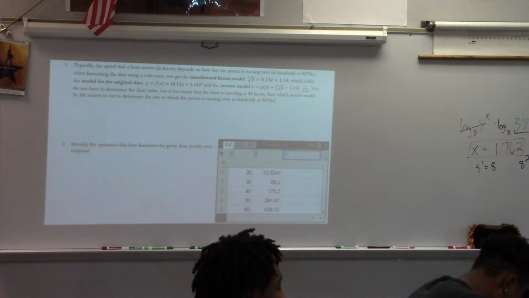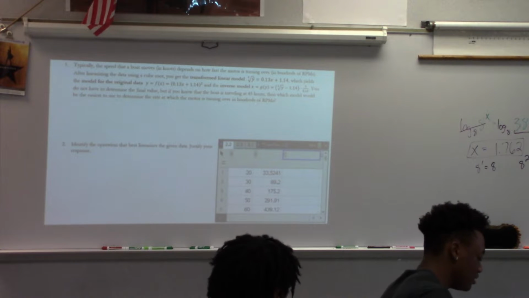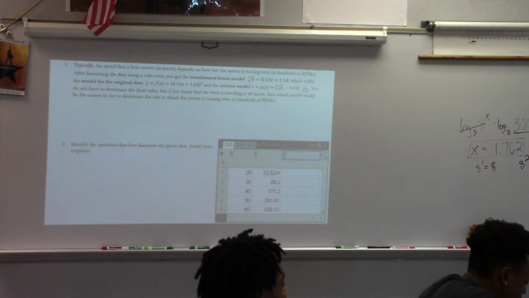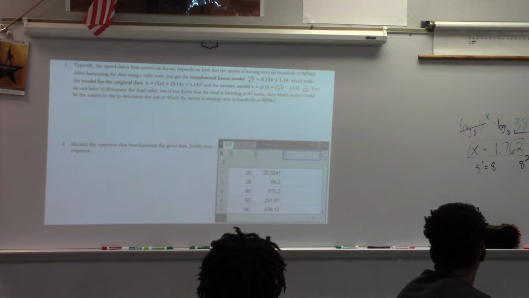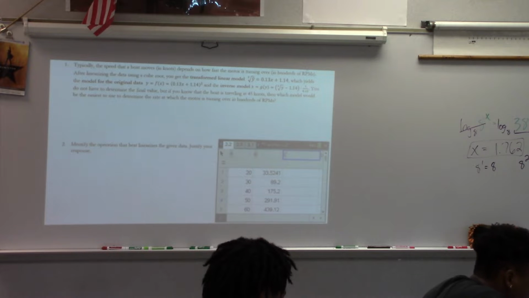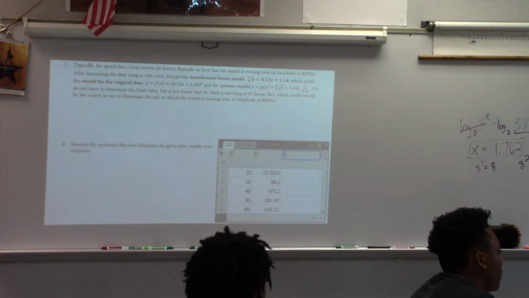No questions about numbers 1 or 2? Number 2? Yeah, I did. We'll get on number 1 though. Which function you use? It says that you do not have to determine the final value, but if you know that the boat is traveling at 45 knots, then which model would be the easiest to use to determine the rate at which the motor is turning over in hundreds of RPMs?